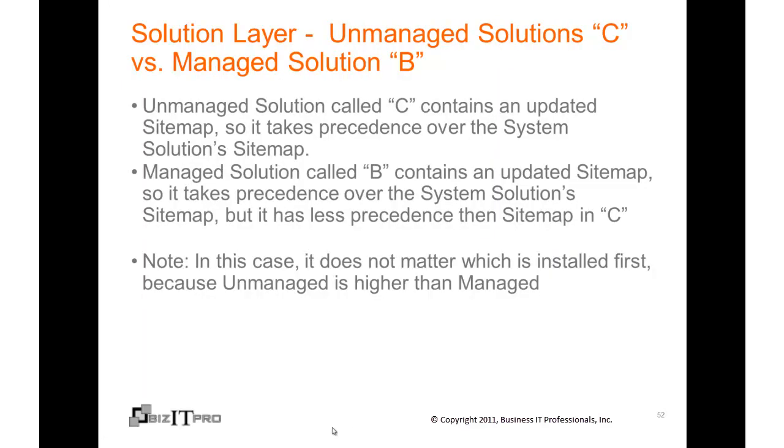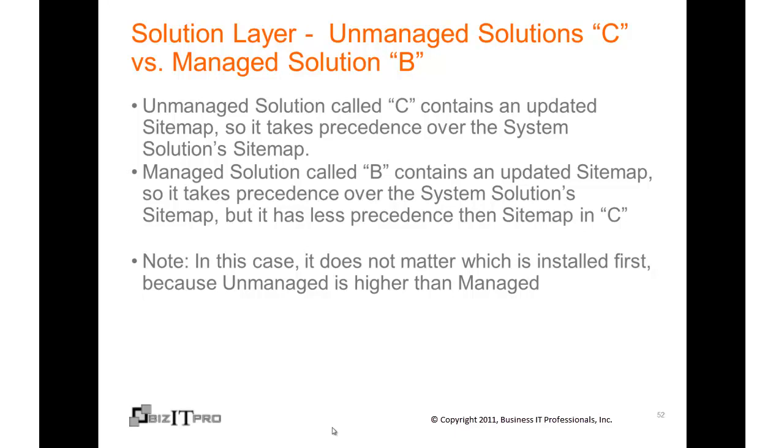Unmanaged Solution C versus Managed Solution B. We'll complicate things a little further. Unmanaged Solution C contains an updated sitemap, so it will take precedence over the system solution's sitemap. Managed Solution B contains an updated sitemap, so it takes precedence over the system solution sitemap, but has less precedence than the sitemap in Solution C.